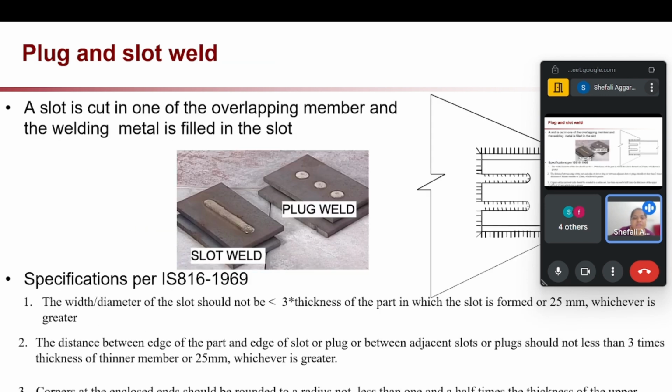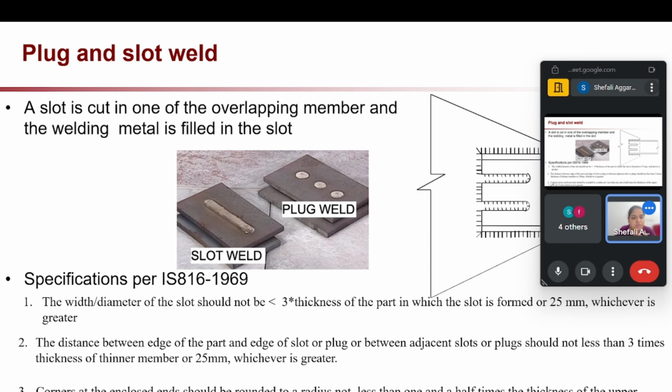Next is the plug and slot welding. So normally we have studied about two types of welding, fillet weld and butt weld. In fillet weld, two plates are connected together at some angle, or not in plane. In butt weld, both the plates are connected in a single plane, like end to end. And the other type of welding is plug and slot welding.